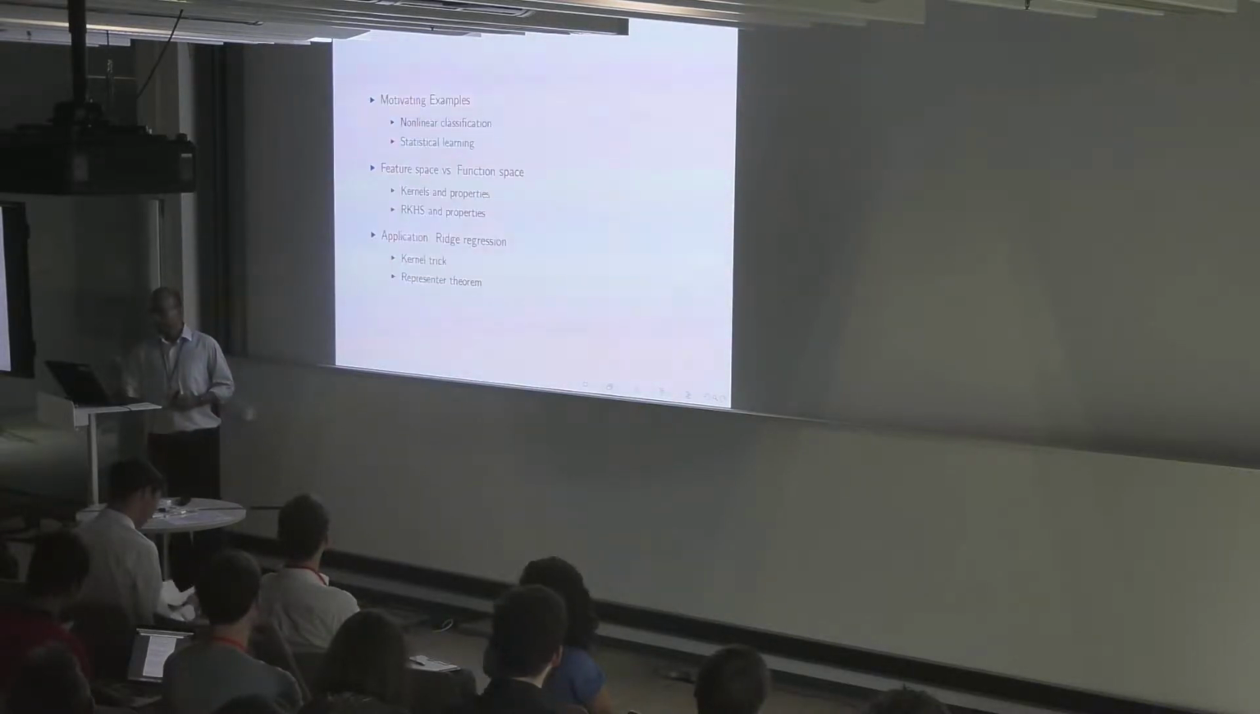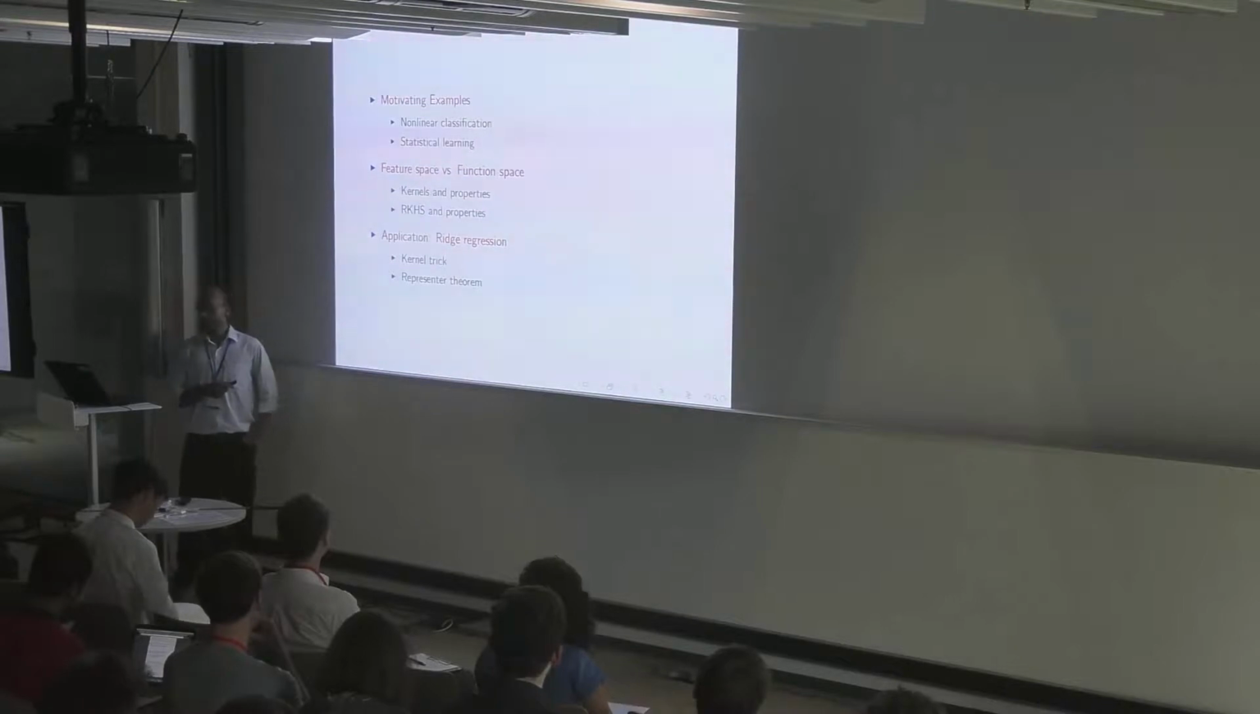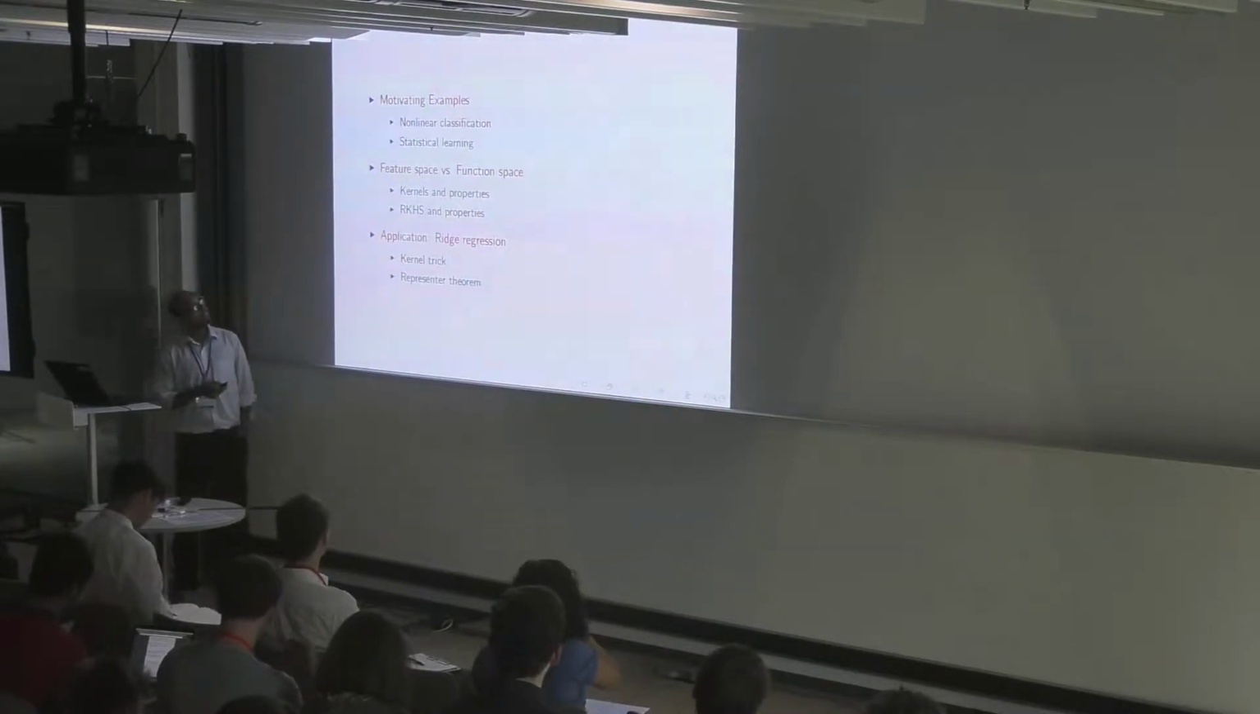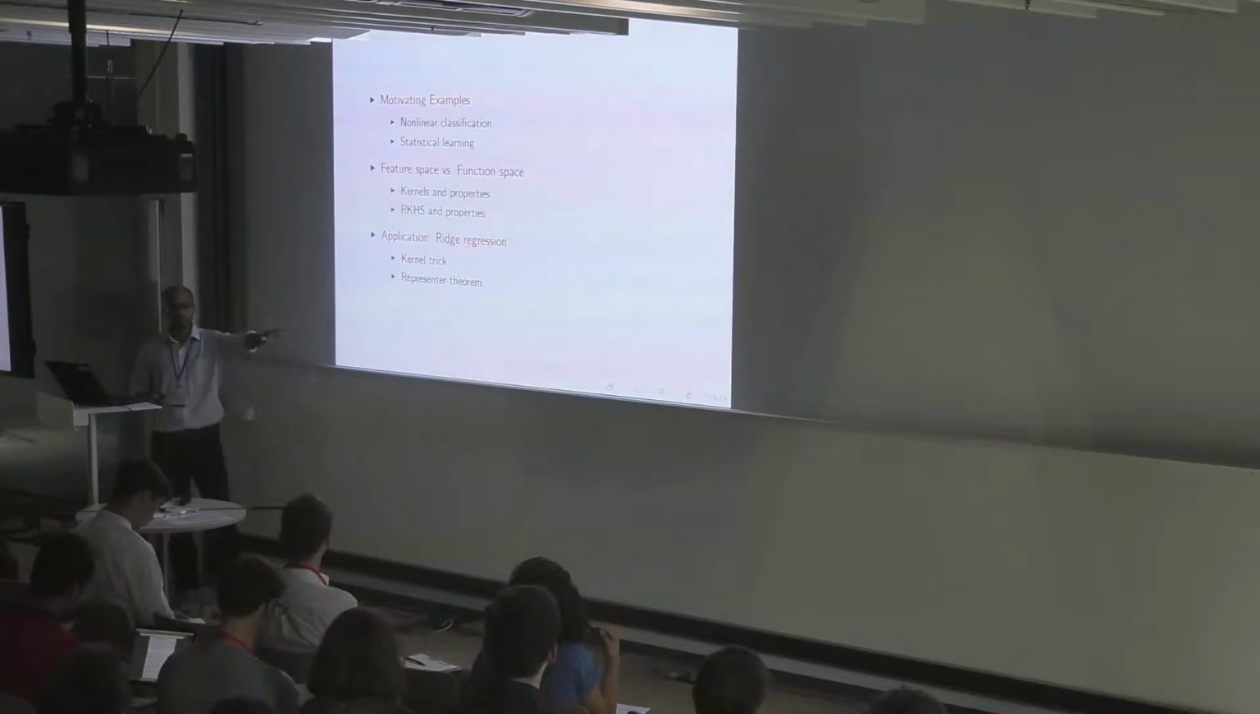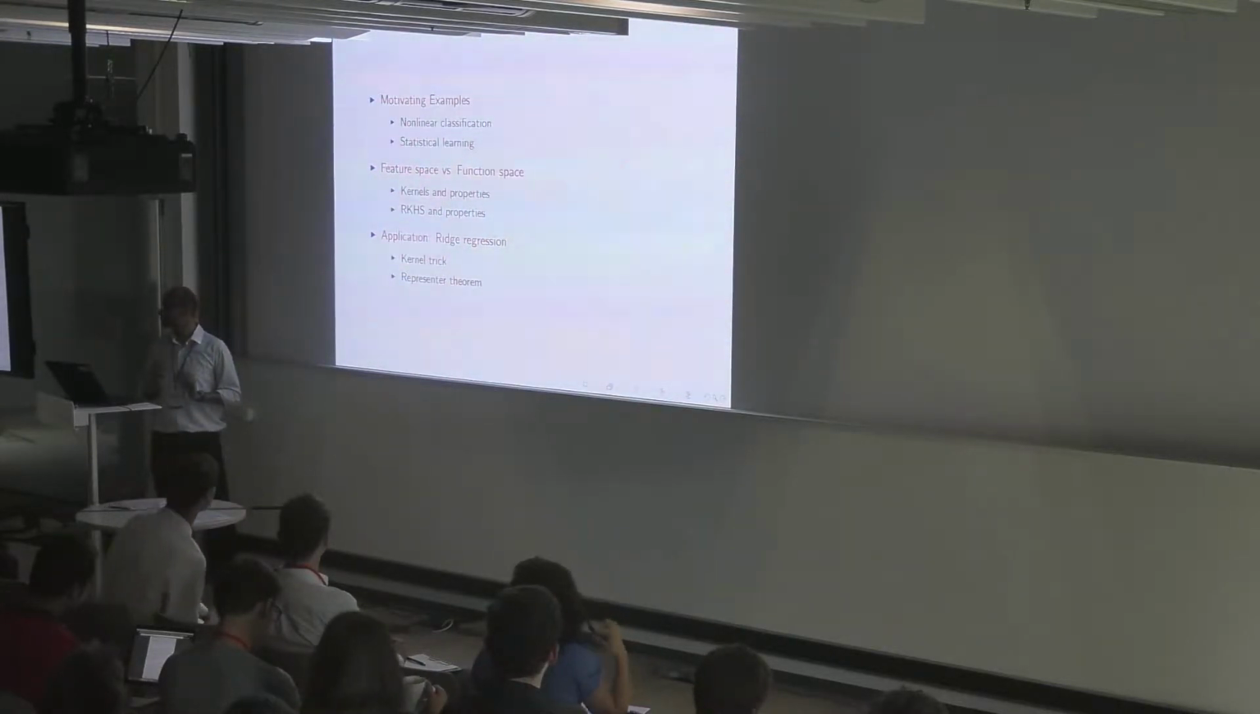Moving on, this is the outline of the first lecture. I'll start with some motivating examples. Very classically, we start with a binary classification problem. We'll then turn it into a nonlinear classification problem, which is a very classical setting. The second part is a brief intro to statistical learning, over maybe 4 or 5 slides, to set up the notation, and that will lead us to the function space point of view.